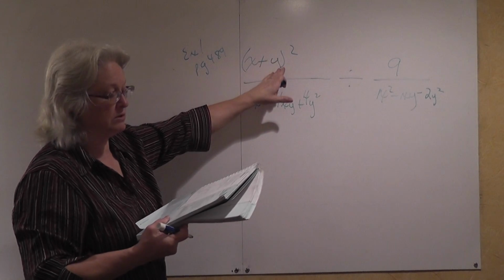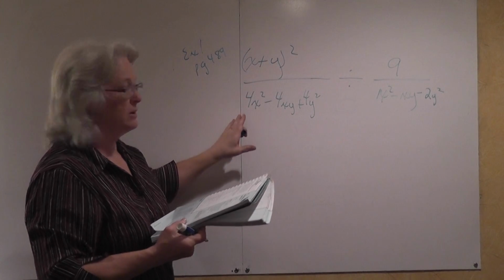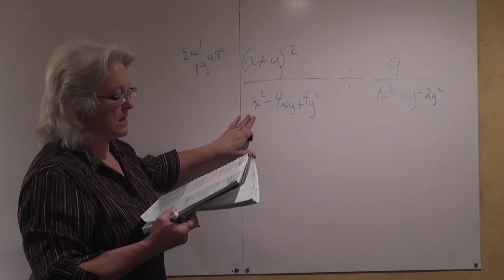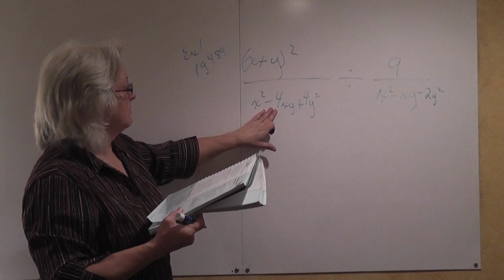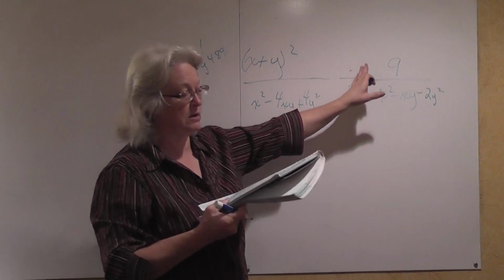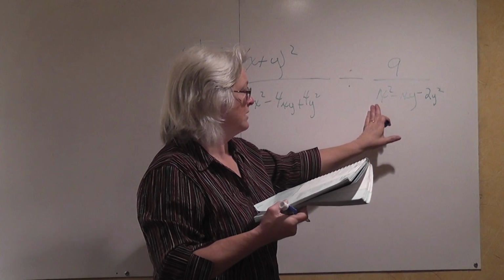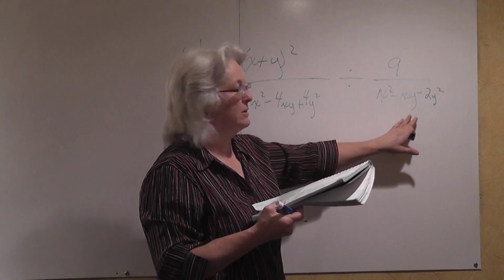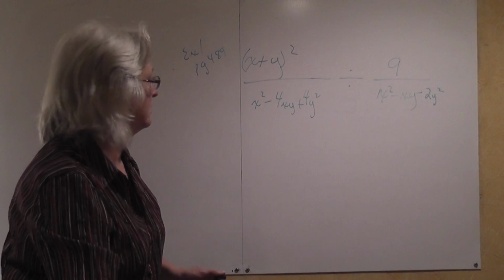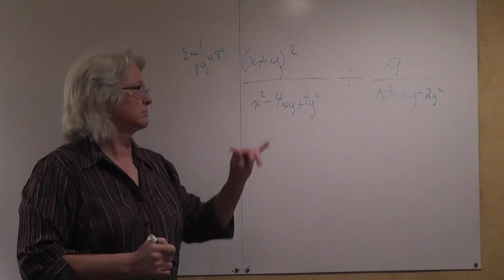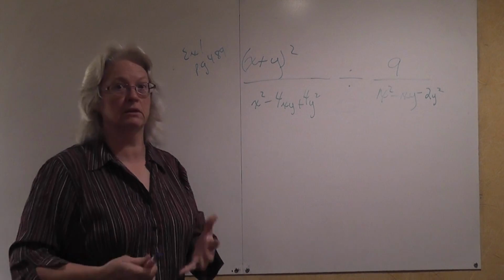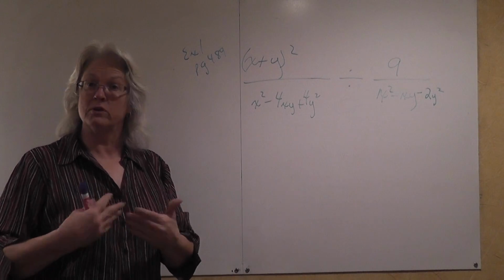x plus y quantity squared. This here is supposed to be x squared, not a 4. x squared minus 4xy plus 4y squared divided by 9 over x squared minus xy minus 2y squared. Now I've verified that I didn't make another mistake. I caught it as soon as I wrote it, but I wanted to illustrate to you that you should take the time to make sure that you're looking for errors.